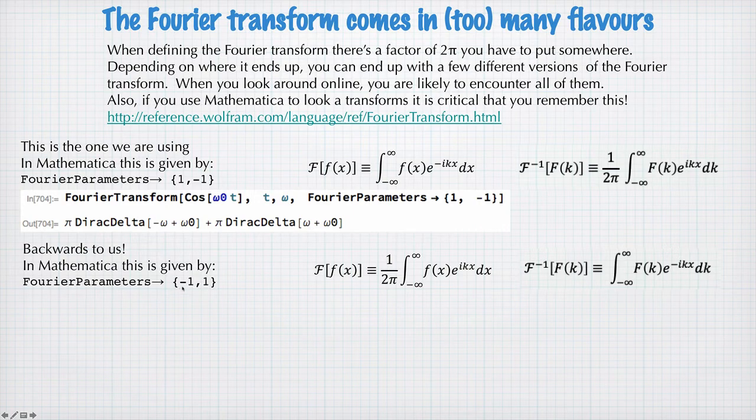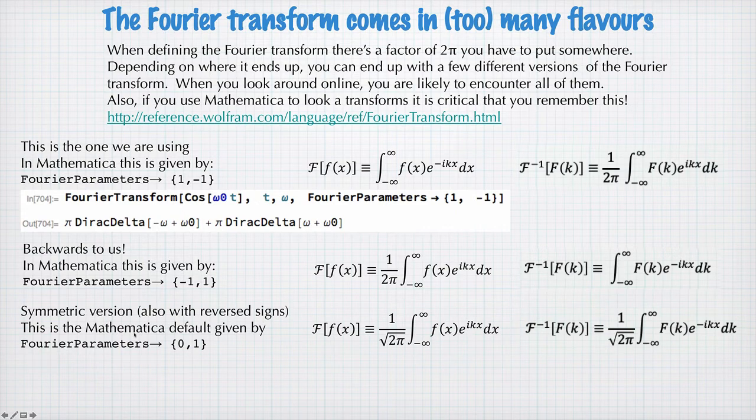You could also define it as {-1, 1}, like this, and that would be backwards to our version. That would give us the forward transform with a factor of 2 pi here, and a plus i here instead of a minus, and here the factor of 2 pi has gone away and we've got a minus. The default Mathematica Fourier transform is given with FourierParameters {0, 1}. So if you leave this option out altogether, this is what it defaults to. And this is symmetric, so it's got a factor of 1 over root 2 pi in the forward and reverse transforms, and it's a plus ik and negative ik, so the opposite of what we use.